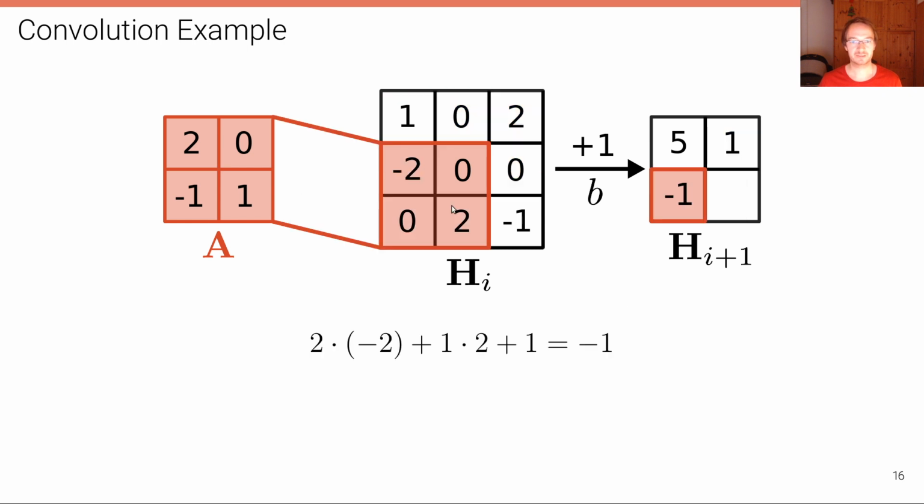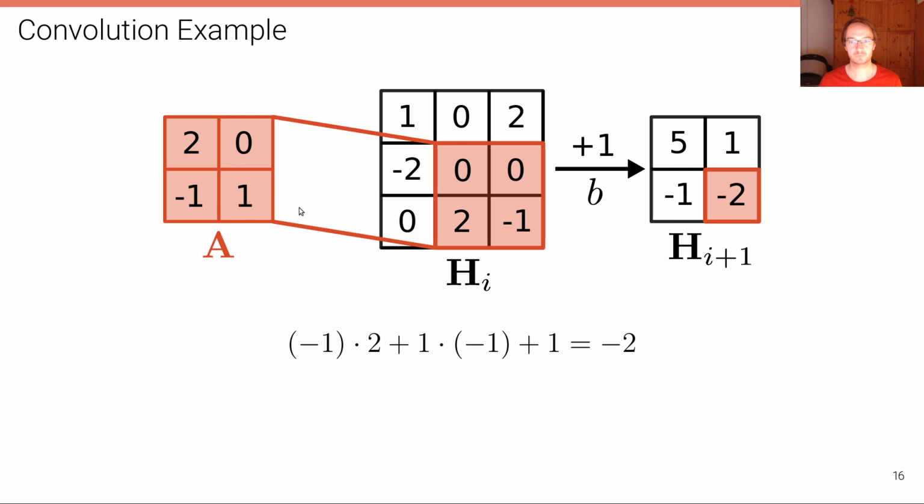Then we apply it here, we get -1. We apply it here, we get -2. Okay, so it's very simple. This is the convolution operation applied for one particular output channel and assuming there's only one input channel.